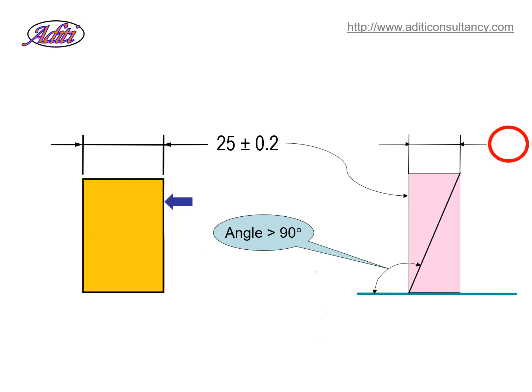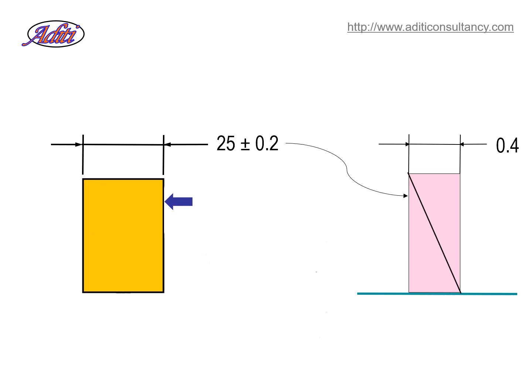By how much? Whatever this 0.4 will allow. Or in the other case, it can be like this. This surface may be inclined in the other direction, and now this angle may be less than 90 degree. By how much? How much this 0.4 will allow. Means the angle between these two surfaces is supposed to be 90 degree, but that implied information is now getting controlled by this 0.4 mm size tolerance.